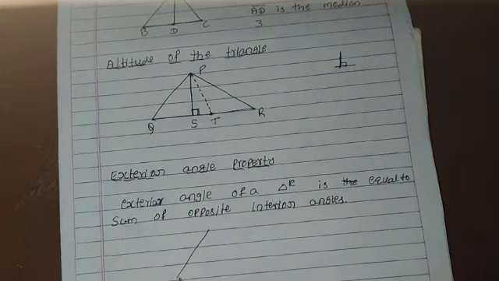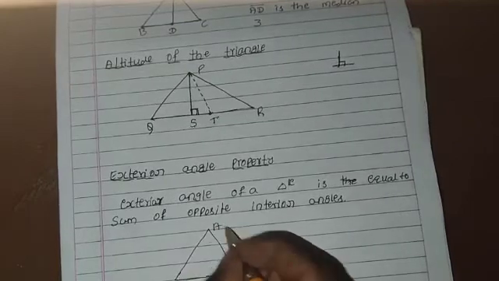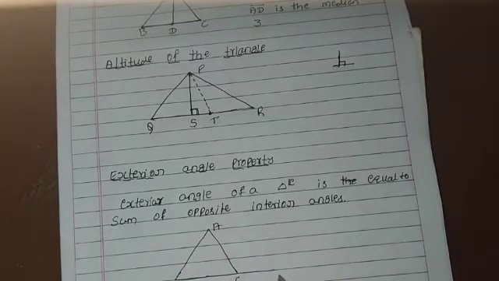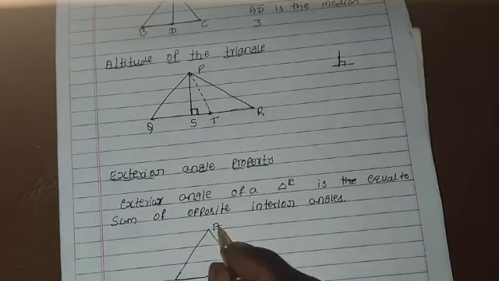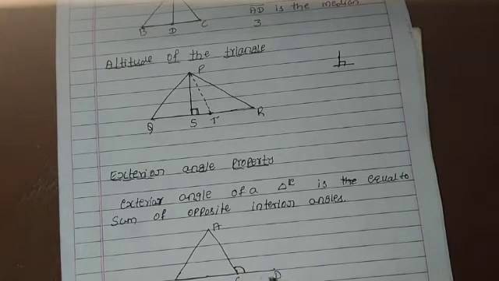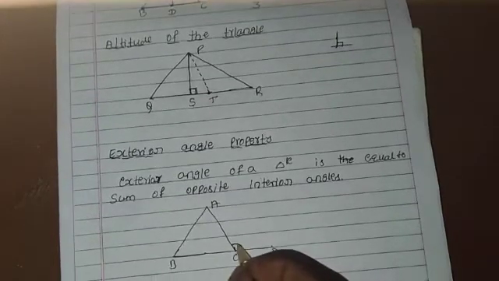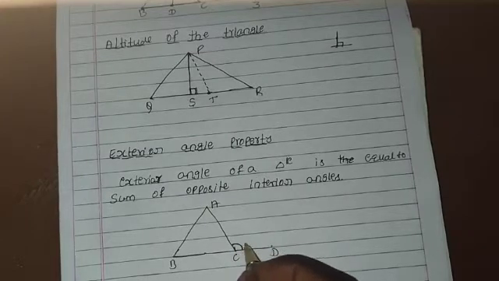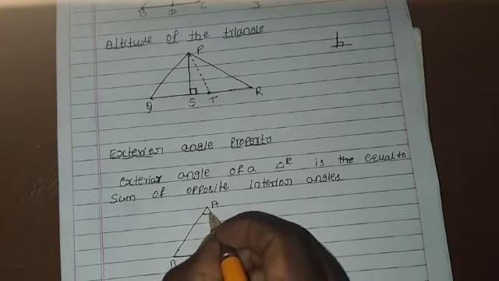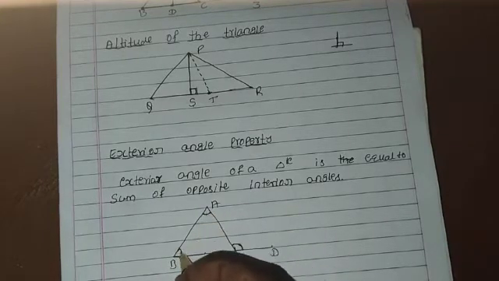Let's see. If I take one triangle ABC, and we extend the side BC up to D, now angle ACD is an exterior angle. For this exterior angle, which are the opposite interior angles? Angle A and angle B. These two are the interior opposite angles.